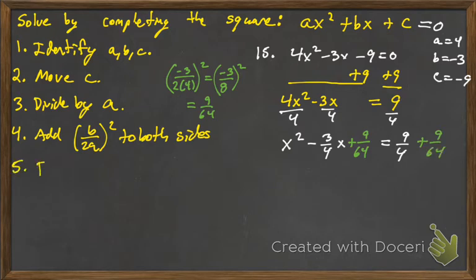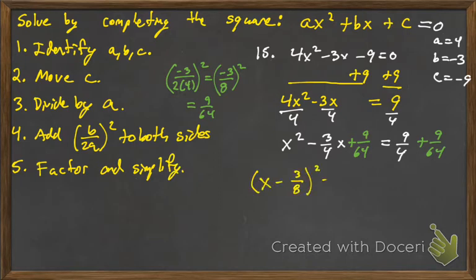Okay, and then the next thing to do is to factor and simplify. So we have x minus 3 over 8 quantity squared is going to be equal to, and then we're going to have to get a common denominator over here. So the common denominator between 4 and 64 is 64. So we're going to multiply the top and the bottom of 9 over 4 by 16 so that we have those common denominators. 9 times 16 is 144, and then we have the plus 9 all over 64.